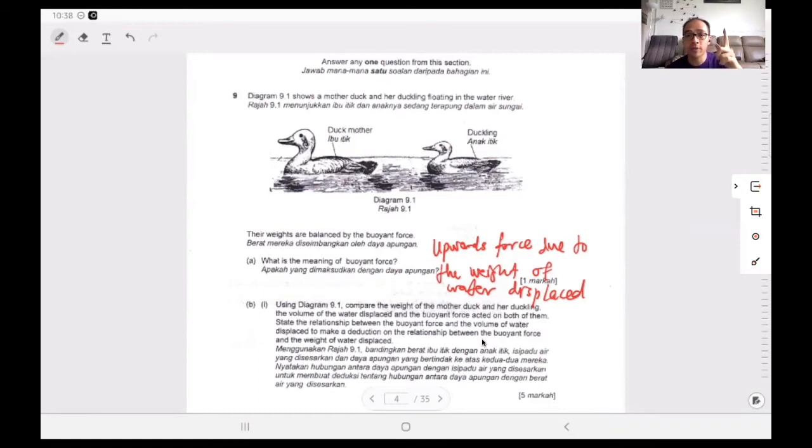Anyway, what is the meaning of buoyant force? Buoyant force is an upward force due to weight of water displaced. Just to recap, buoyant force is related to Archimedes' principle. And I should mention here that you must not spell Archimedes' name wrongly.